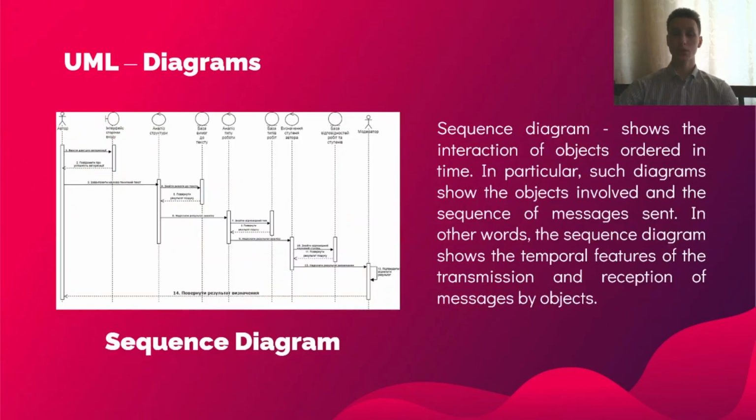The next one is the sequence diagram. It shows the interaction of objects ordered in time. In particular, such diagrams show the objects involved and the sequence of messages sent. In other words, the sequence diagram shows the temporal features of the transmission and reception of messages by objects.